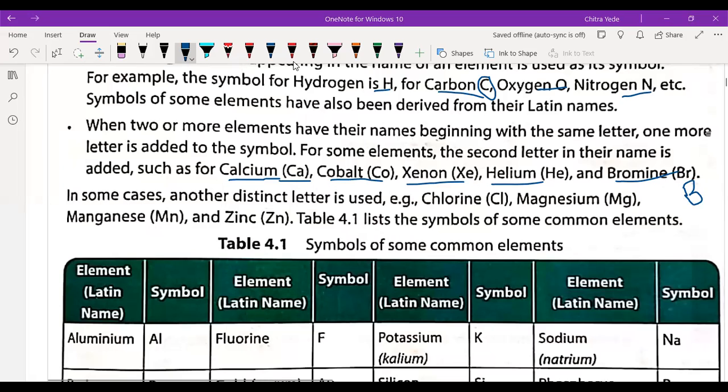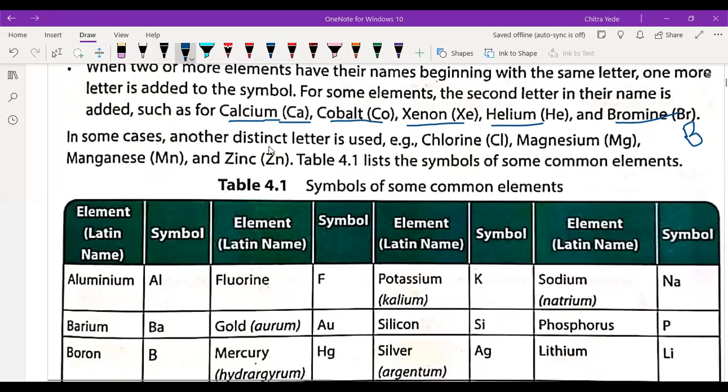In some cases, another distinct letter is used, like chlorine is Cl. Magnesium, we are not using Ma, we are using Mg. For manganese, we are using Mn. Zinc, we are using Zn, means first along with third.